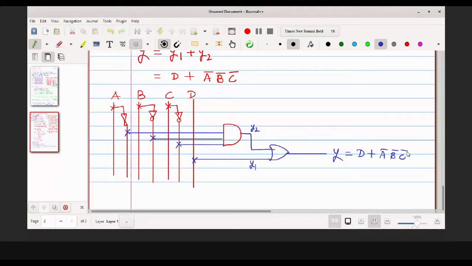Right. So now you just copy this first and I'll give you 2 minutes time. If you have difficulty, then you can ask me and then we will go for the next example. So copy it first.